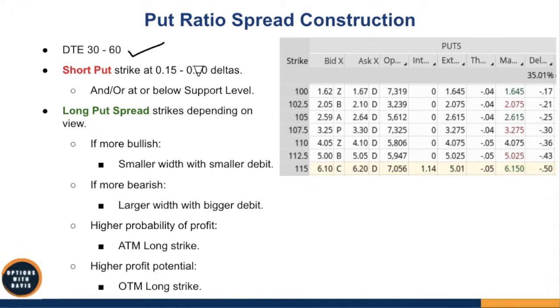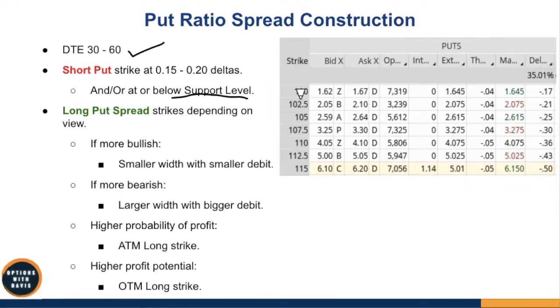Because of that, you can buy a more expensive, or rather a wider long put spread. All right. So for the short put, you want the strike to be at 0.5 to 0.2 deltas and or at or below a support level, right? Ideally, whenever you enter into a put ratio spread, you want to have in mind where is it that you want to long the 100 shares, right? Remember, we always enter a put ratio spread as a way to get into a long stock position.